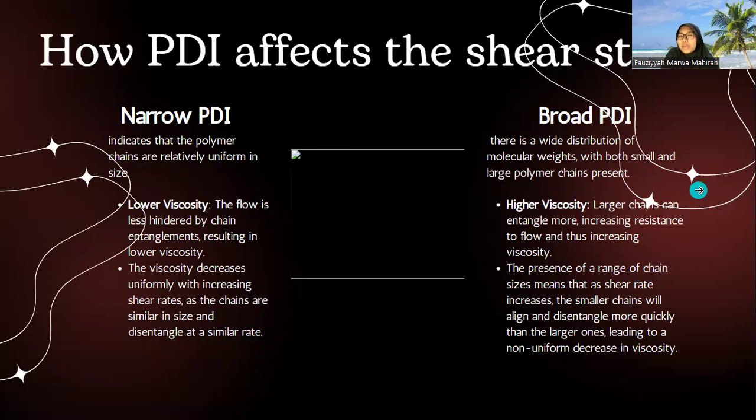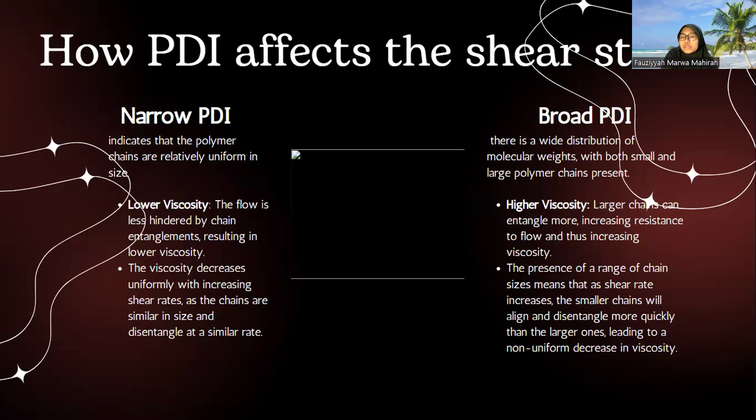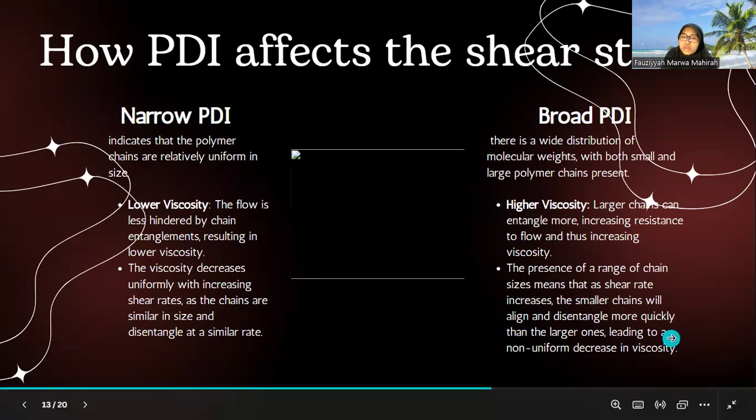While broad PDI has much more variation of chain lengths. The longer the chain, the higher the viscosity, because it has more entanglement and increased resistance to flow. And the presence of a range of chains means that as shear rate increases, the smaller chains will align and disentangle more quickly, leading to a non-uniform decrease in viscosity.